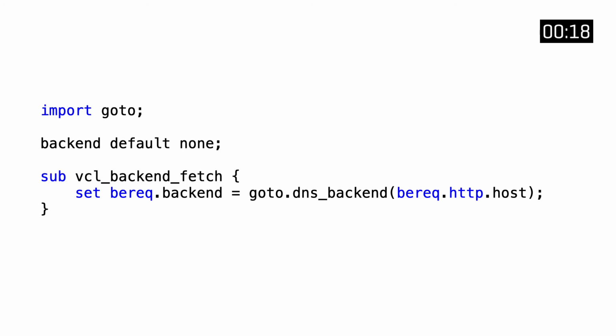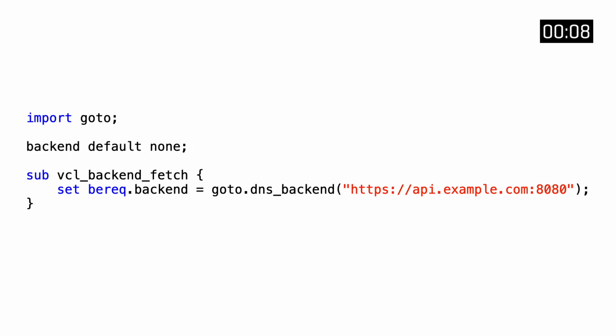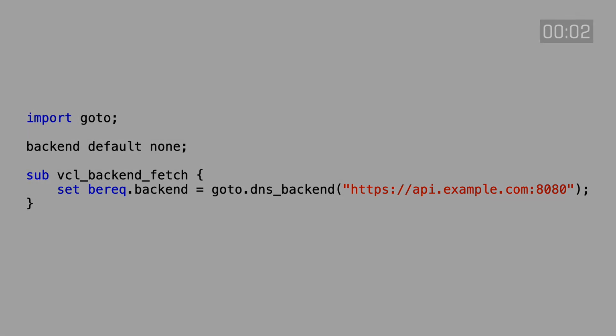Here's another code example where we define an ad hoc backend. We can do that using goto.dns_backend, and whatever hostname is entered will be resolved. It could use runtime variables, could even use a string. Whatever hostname is returned will be resolved to its IP address. If multiple IP addresses are used, we will cycle through them.